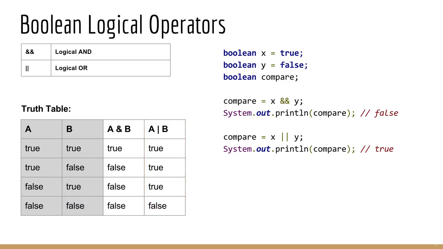Let's see if we can find our example in the truth table. Here, first variable x is true and second variable y is false. Looks like this row matches exactly with our example. If you ever forget the expected result of these Boolean logical operators, this truth table will help you to find.